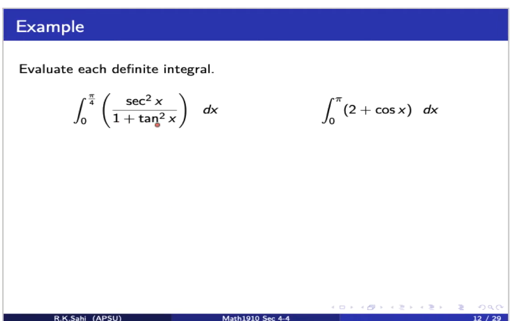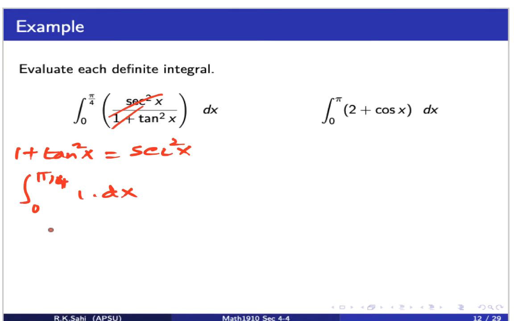Now, if you remember the Pythagorean theorem, we all know that 1 plus tan squared x is secant squared x. So this part is simple, easy, because the top and the bottom cancel out. What are we left with? The integral from 0 to pi fourths of 1 dx, and the integral of 1 dx is x, from 0 to pi fourths.